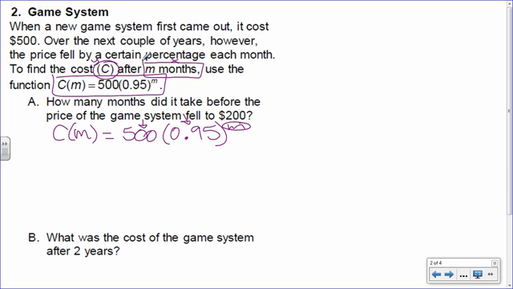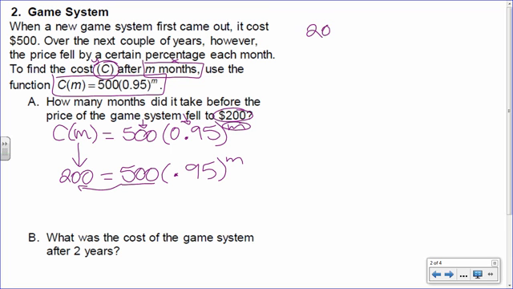Okay. So let's see here. In how many months will the price fall to 200? So now we want this new price to be $200, and what we're going to solve for is m. So we're going to do like we did the previous one. First, you have to consider 500 is multiplying the 0.95 to the power m. So we're going to take that across, and then it will be dividing. So we will have 200 divided by 500, then we have 0.95 to the power m.